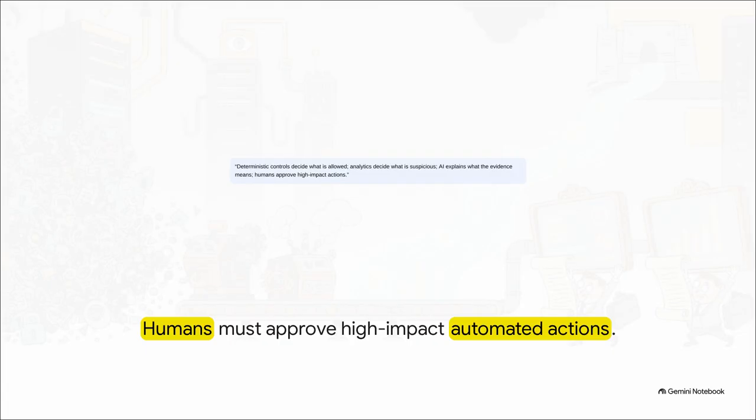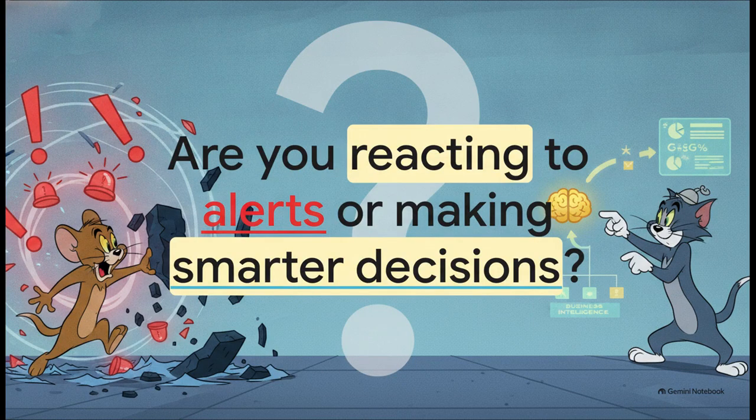Now, to make this system truly safe in the real world, the architecture relies on one brilliant design principle: a strict separation of powers. Deterministic controls decide what is allowed, analytics decide what is suspicious, AI explains what the evidence means, but humans, and literally only humans, approve high-impact actions. We're leveraging automation to do all the heavy lifting of reasoning and synthesis, but human judgment remains the critical final trigger. So what does this all mean?